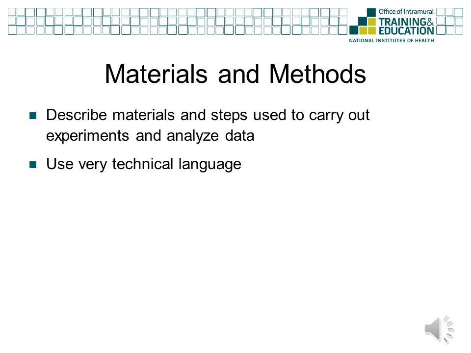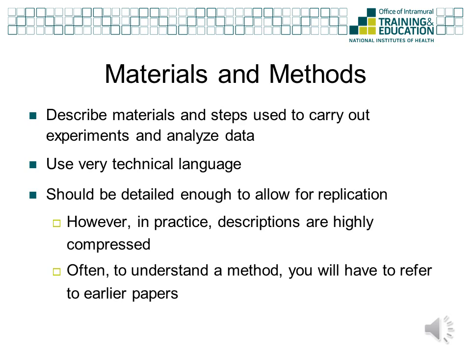This section can be one of the hardest ones to read due to its very technical language and the level of detail provided. Ideally, the materials and methods should be detailed enough to allow any scientist to replicate the results. However, in practice, this section is usually highly compressed and frequently contains references to previous papers. To understand the design of the experiments and to critically evaluate a paper, it is necessary to read the materials and methods section carefully.